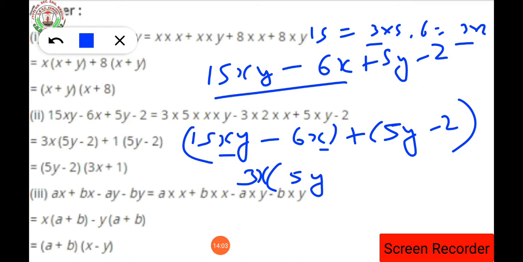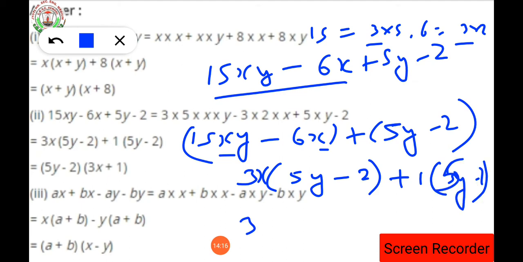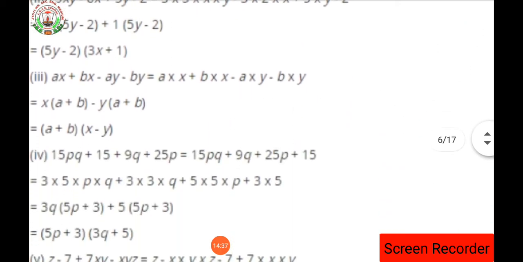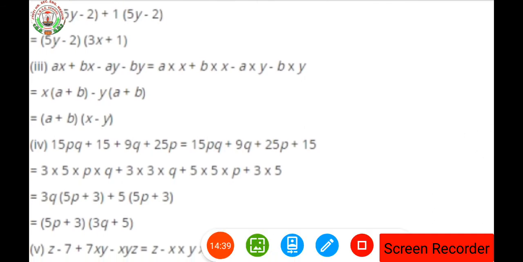So what is the number left out inside the bracket? That is 5y minus 2. And here if 1 is taken as a common, what is the number left out? That is 5y minus 2. Okay. So 3x plus 1 is again taken, because 5y minus 2 is common from both sides. So have you understood how to solve this question? So what is the answer we are having? That is (5y minus 2) into (3x plus 1). Clear, everyone? Next question we will have the revision of the fourth.